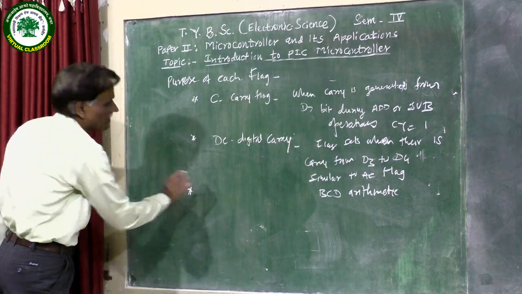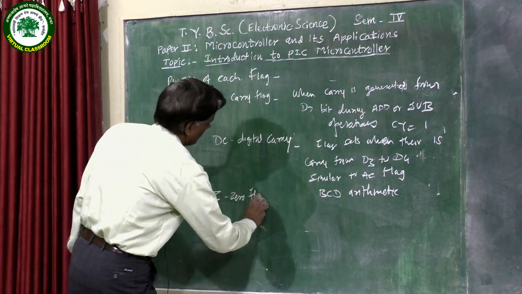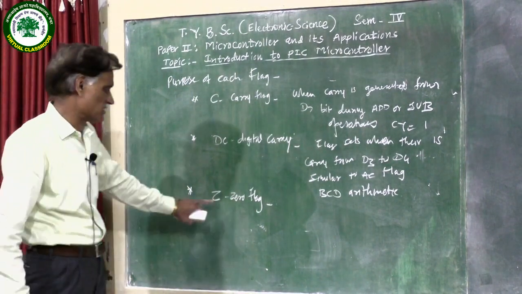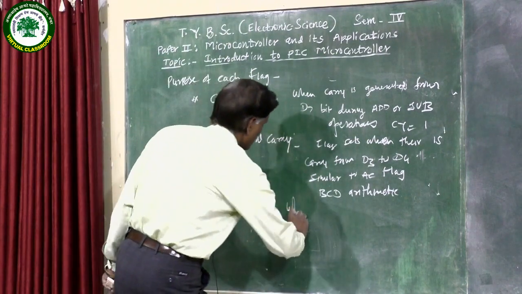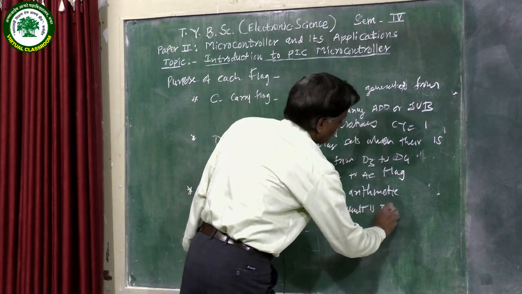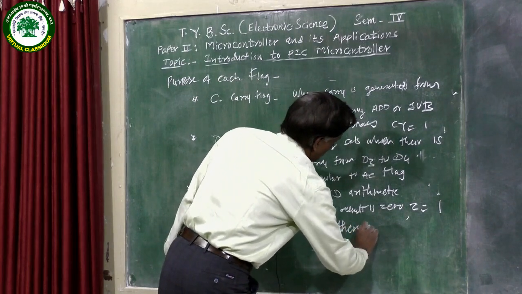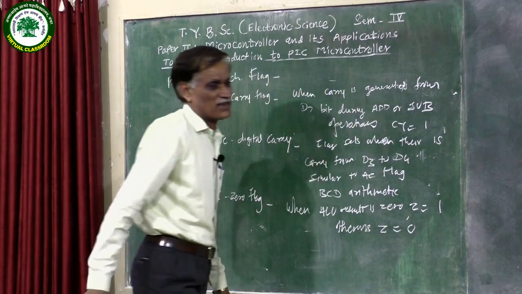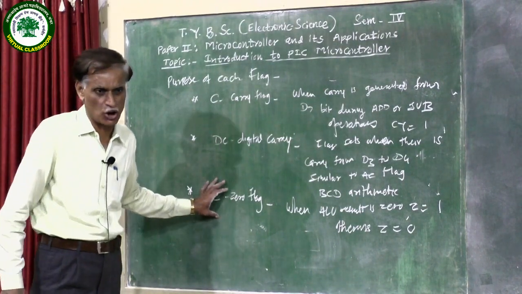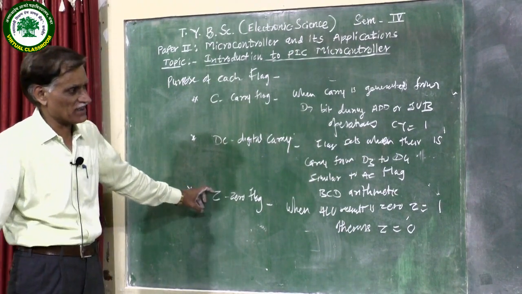The third type of flag we will take into account is known as the zero flag. Whenever the result generated by the ALU is 0, the Z flag sets. When the ALU result is 0, Z equals 1. Otherwise, the corresponding flag is in reset condition. Whatever may be the result generated by the ALU, whether it is 0 or not, this condition will be verified with the help of a flag. We are calling it the Z flag.